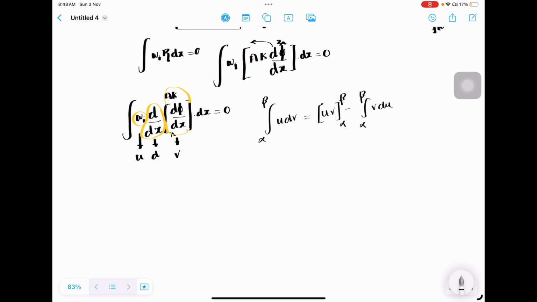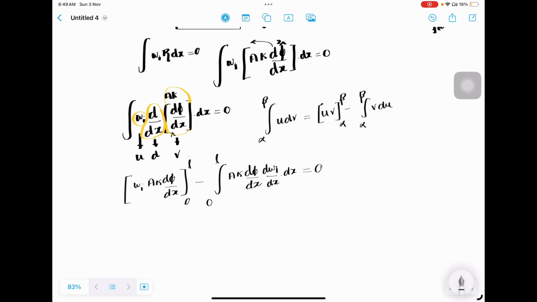Simply substituting will get us the weak form. So let me do that. u is wi, v is AK into d phi by dx over the limit alpha to beta. But we will be substituting the limits from 0 to L because we will be applying the weak form to a small piece of the bar. So it is from 0 to L minus integral over the limit 0 to L of v du. It is AK into d phi by dx into du, which is dwi by dx into dx. That should be equal to 0.